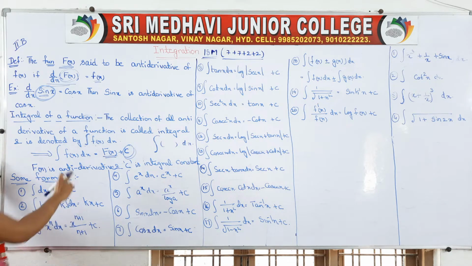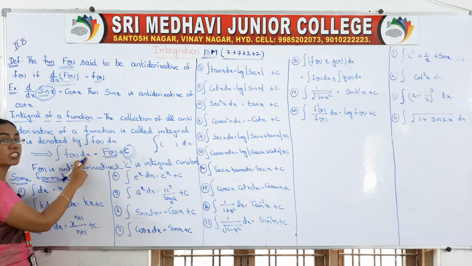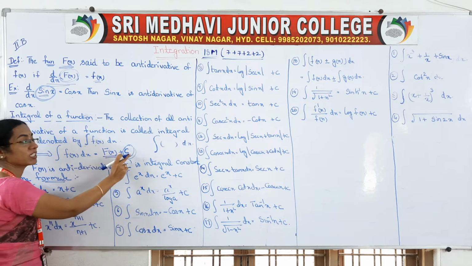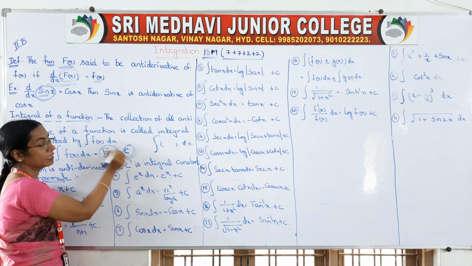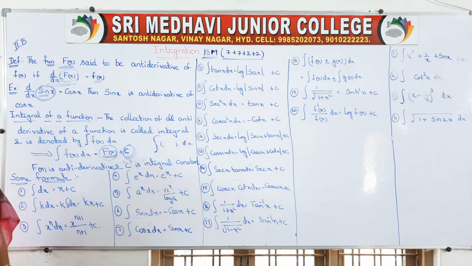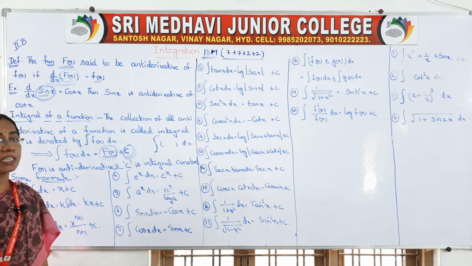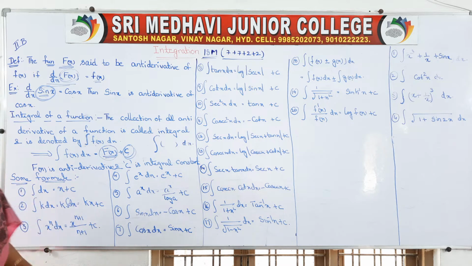And what will be its formula? Integral f of x dx is equal to capital F of x plus c. So this is called antiderivative, and this c is called the integral constant. What is c? c is the integral constant.